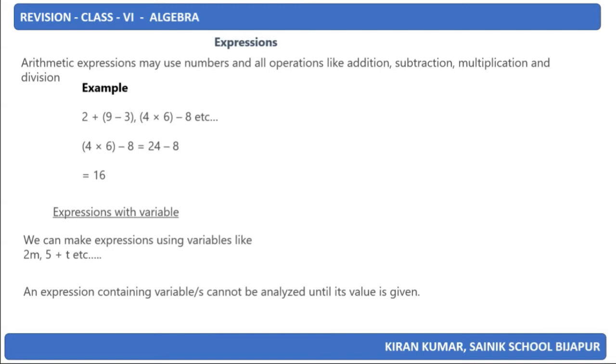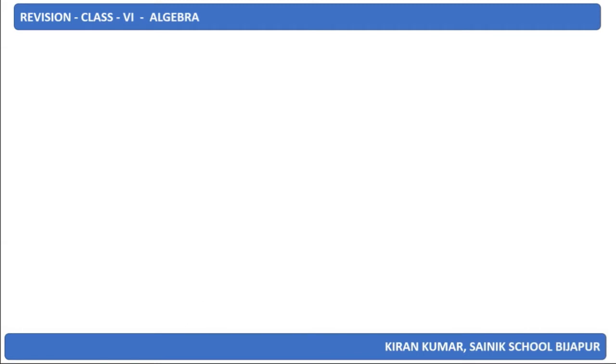We have learned in the previous session that the value of the perimeter was dependent on the variable which is present in that. If it is a square, side and perimeter are dependent. The perimeter increases with the side. Likewise, an expression cannot be analyzed until the value of the variable is known.